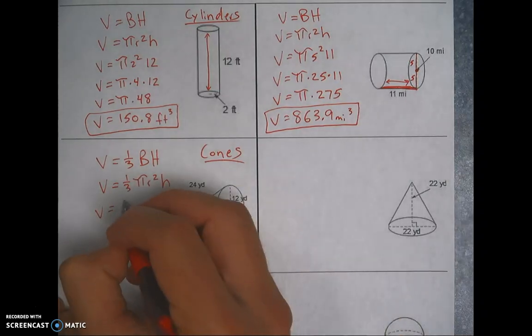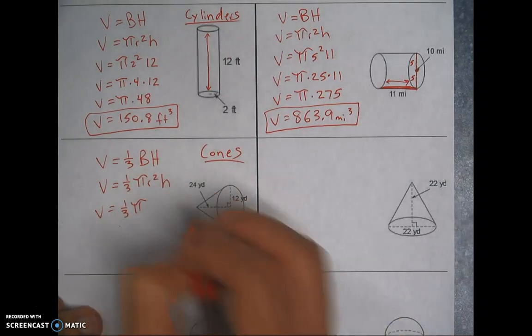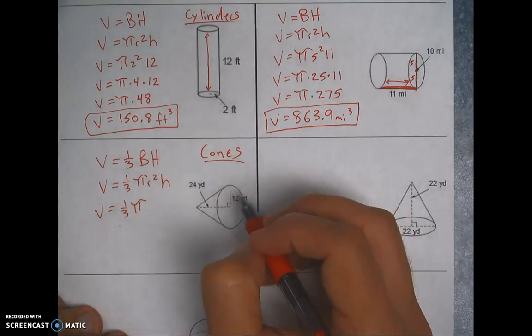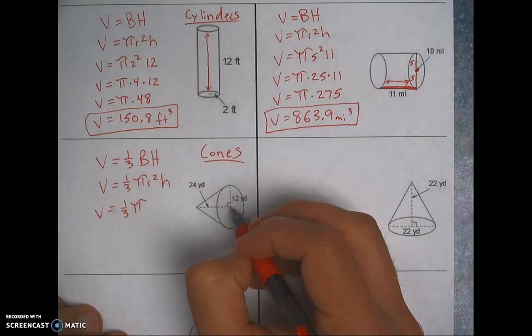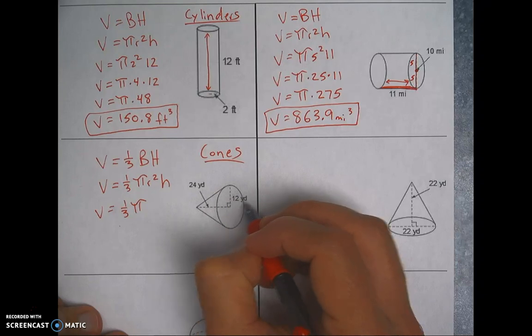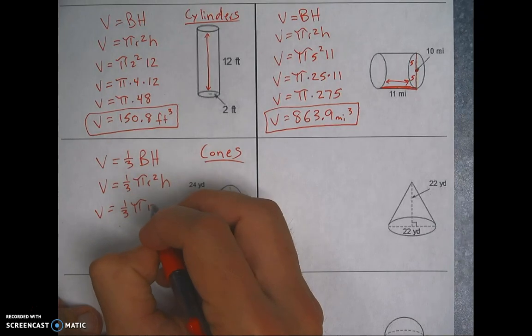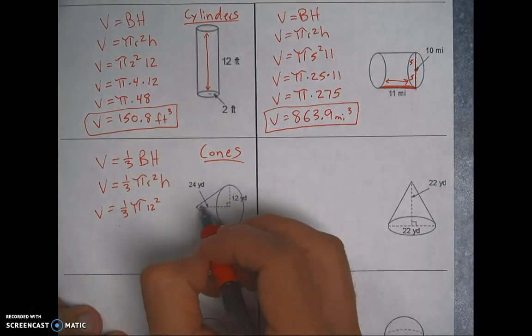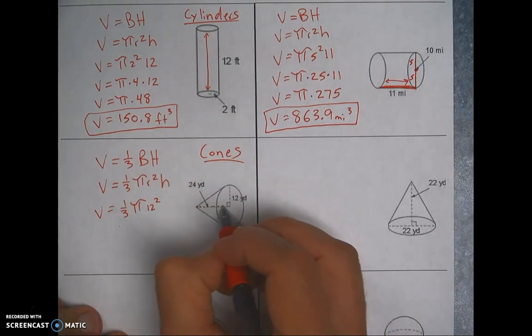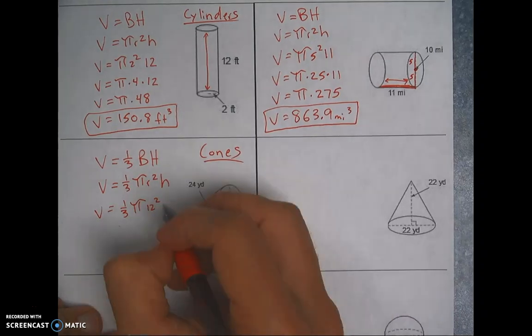Alright, so let's plug everything in. 1/3 stays, pi stays. We just need to plug in for radius and height. So my radius here, halfway across, is 12. It's given to me. So I don't need to double this. I don't need to cut this in half. This is the radius. So 12 squared. And the height is going to go from the point at the top of the cone to the base. So 24.